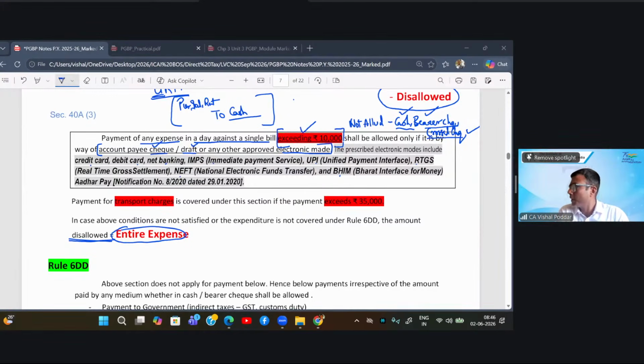They are saying that if expense is exceeding 10,000, then don't make payment using cash or bearer cheque or cross cheque. This is the simple condition. If you are using a cheque, it has to be only account payee. See, what is the difference between account payee and cross? In case of cross, you simply put two lines. Now, when you put cross and the bank takes the cheque, it will deposit it in an account only. It will not give cash.